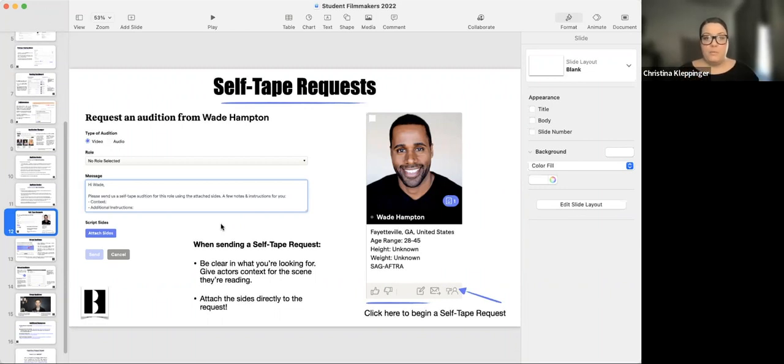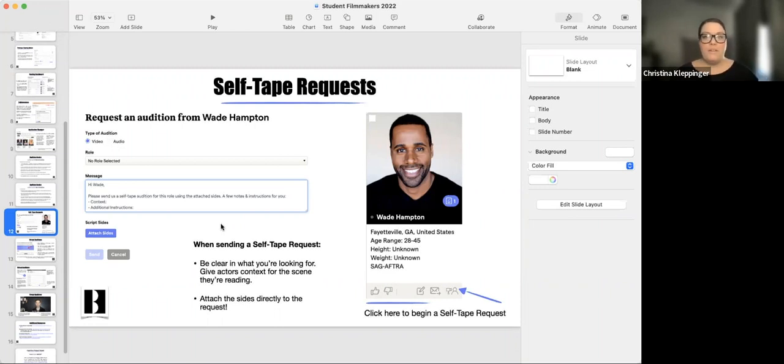If you've never heard of self-tapes before, the way this works is that you send the actor a request for a self-tape. You can do this right through Backstage. You can do it through all of the other casting sites too, or if you're casting separately from any platform, you can do it right through email. You send them a request and you attach your sides as a PDF.